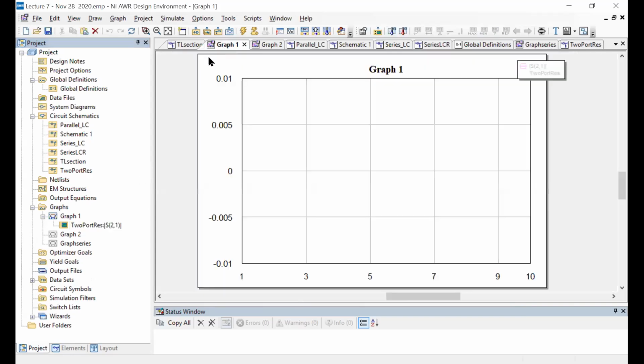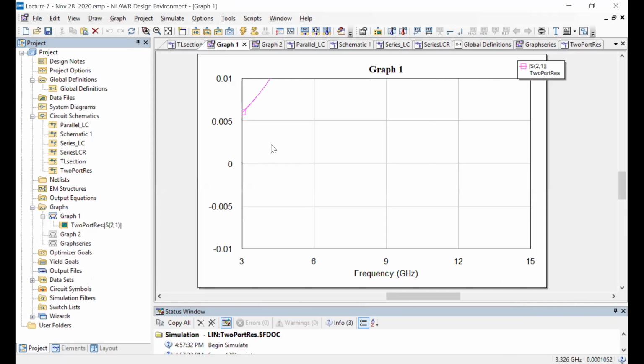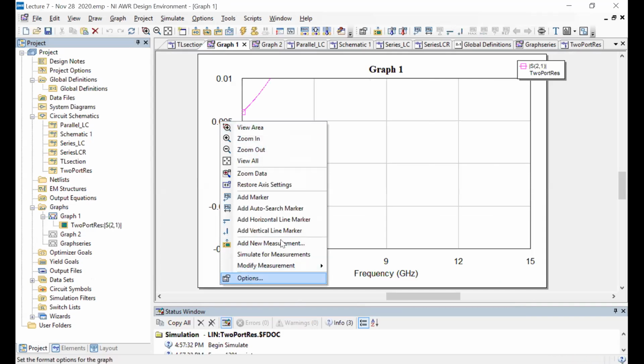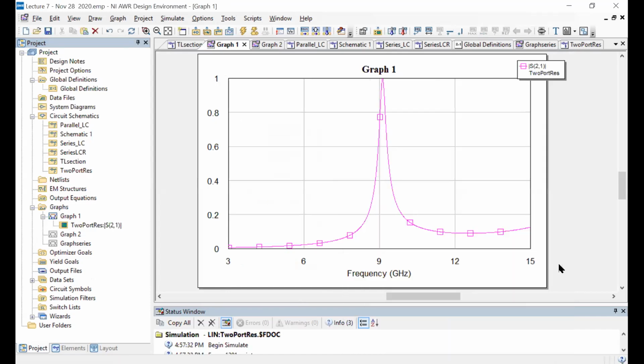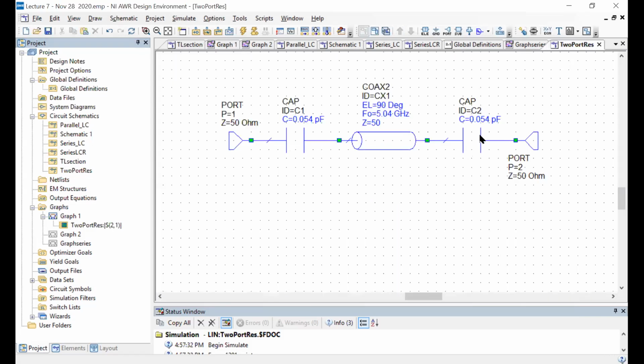This is graph 1. Because the axis was, so there it is. The resonance is at around 9.12 gigahertz. Obviously not at 10, because of the same reason. You have these two capacitors which load this and give you a reduction in the frequency.